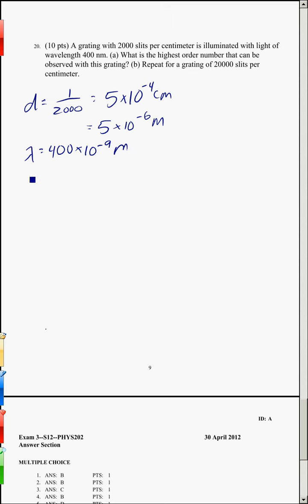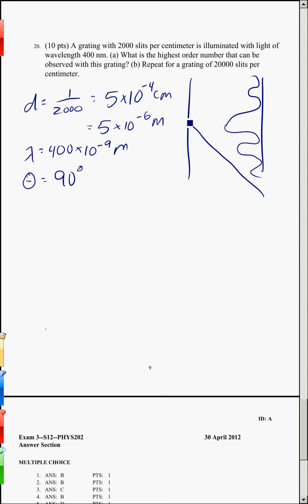I want to know the highest order number. That means I want to know the order number that gives me theta equal to 90 degrees. So remember, here's our diffraction grating. It has a lot of slits on it. My screen. When this angle theta equals 90 degrees, I can't get any more spots on there because that light is not going to the screen anymore once it gets to 90 degrees. So I want to solve it for theta equals 90. Sine of 90 is equal to 1.